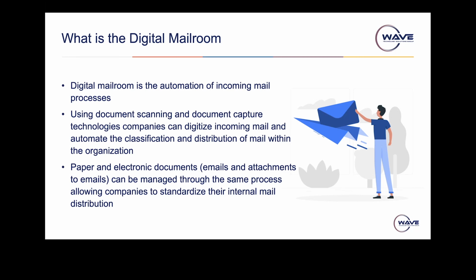Corporate mailrooms struggle to keep up with the paper flow. One piece at a time visual identification and manual sorting is labor intensive and error prone. By digitizing incoming mail and indexing documents on the fly, customers can not only gain control of their mail processes, but have the opportunity to easily distribute document information for decision-making and compliance. Paper and electronic documents, such as emails and attachments, can be managed through the same processes, allowing companies to standardize their internal mail distribution.